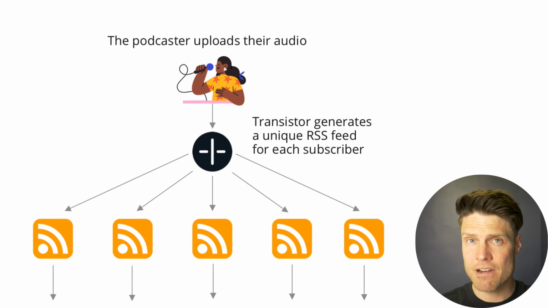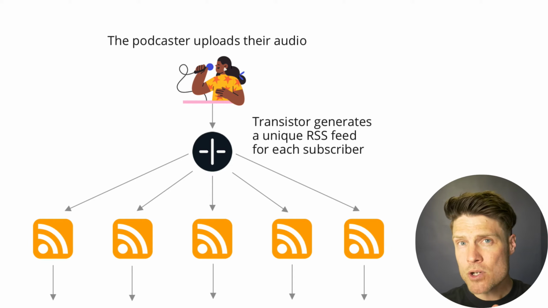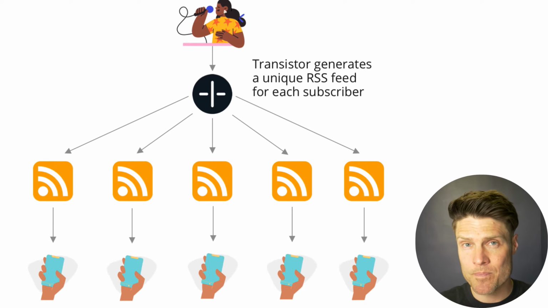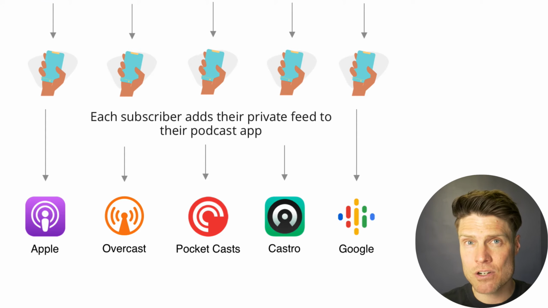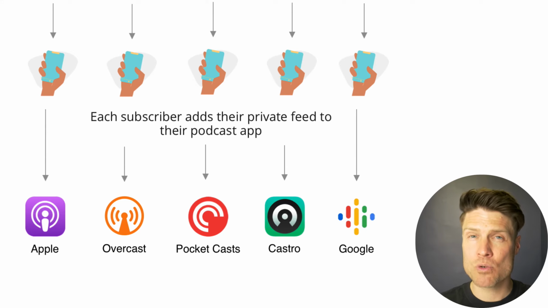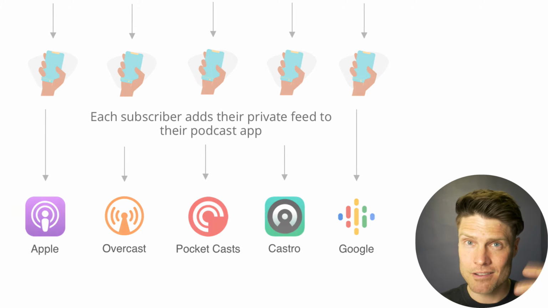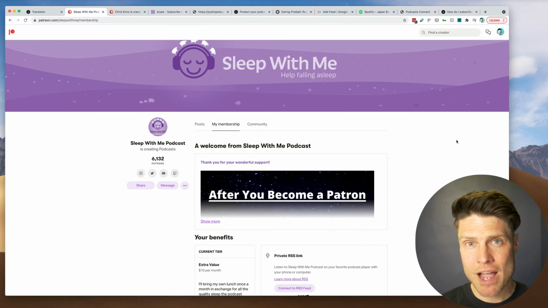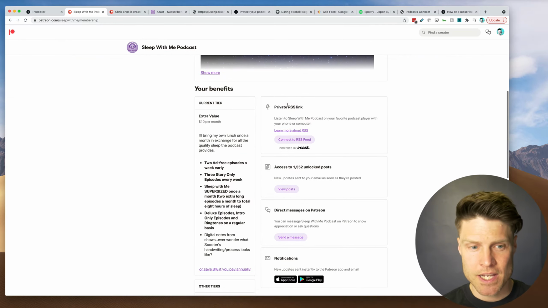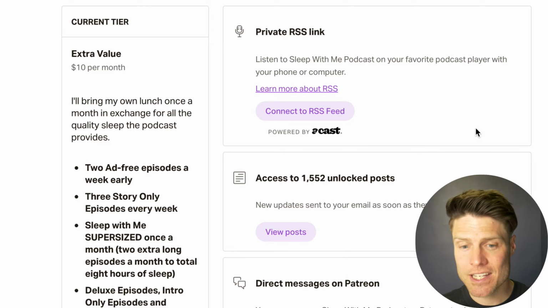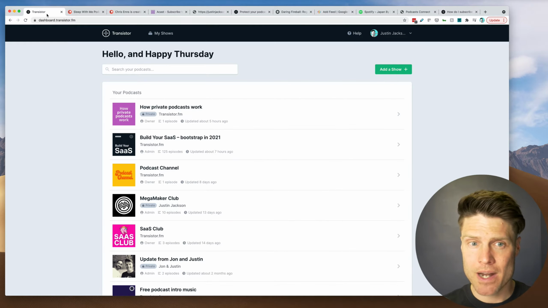Instead of just generating one public RSS feed that you then submit to Apple Podcasts and Spotify, Google Podcasts, most private podcast providers generate multiple feeds for each subscriber. Each subscriber can then in turn add that podcast feed directly to their listening app, which bypasses the online directory entirely. You've probably seen private podcast feeds on Patreon. If you support a creator on Patreon, they'll often give you a private podcast link, which you can then manually add to your podcast player.